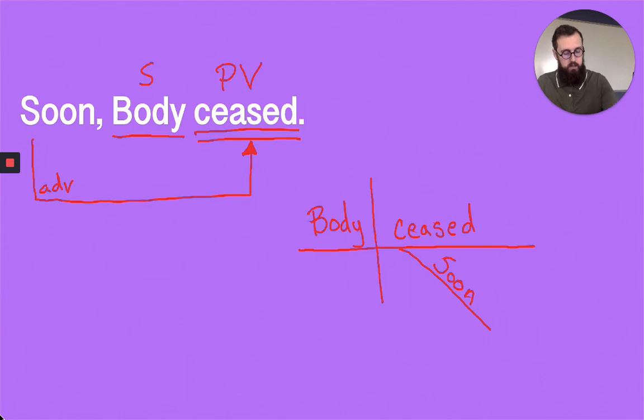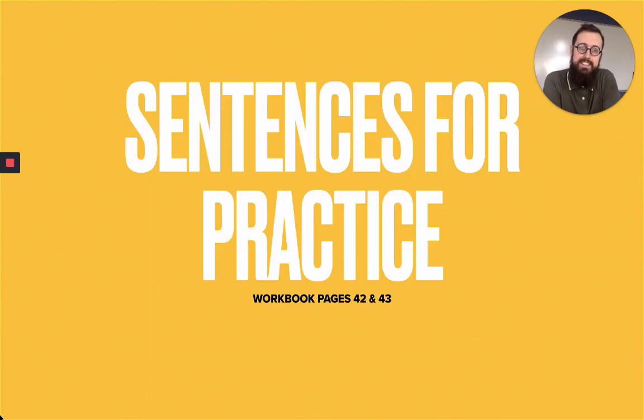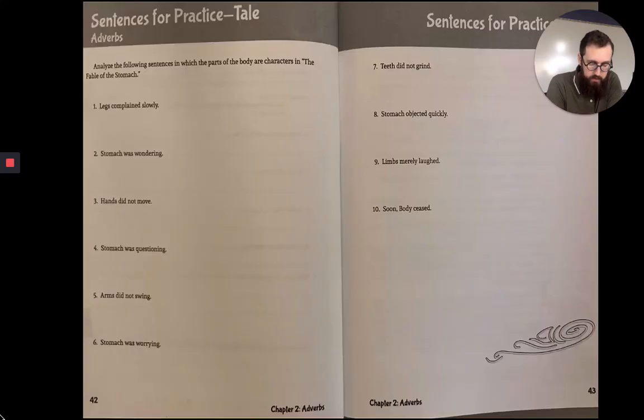And your task now is to do sentences for practice in your workbook on pages 42 and 43. It looks like this. In the directions, it says to analyze the following sentences, which are parts of the body that are characters in the fable of the stomach, which we're going to read next week. I know it says analyze, but I want you to diagram these sentences also. So analyze and diagram the sentences.